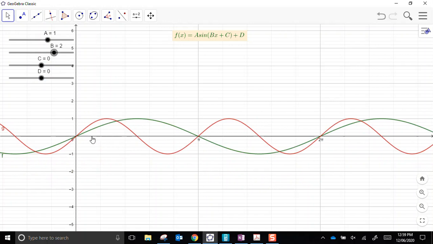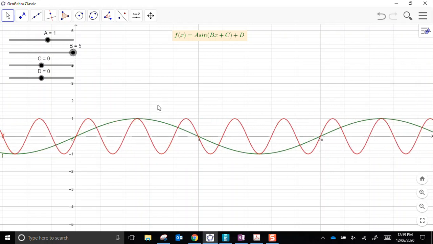Notice that where I used to have a single cycle, the green one is the base graph, I now have a crest and a trough, and a second crest and a second trough. I have 2 complete cycles in the space where I used to have 1. So if you like, b is the number of cycles that occurs between 0 and 2 pi.